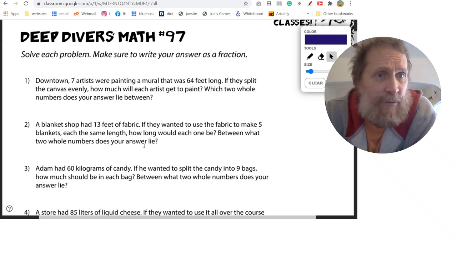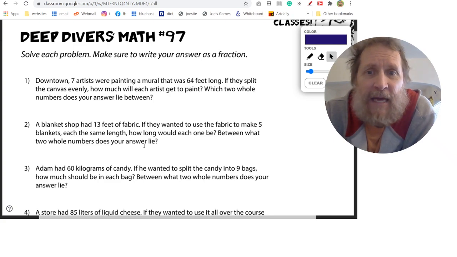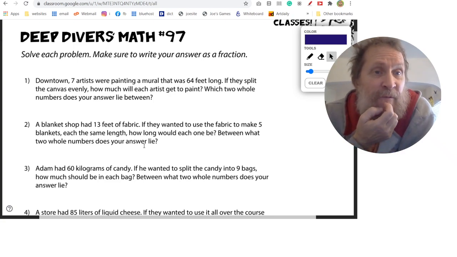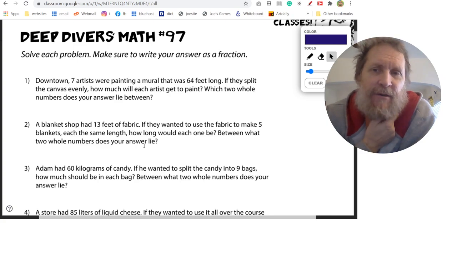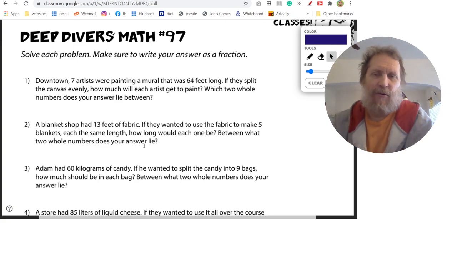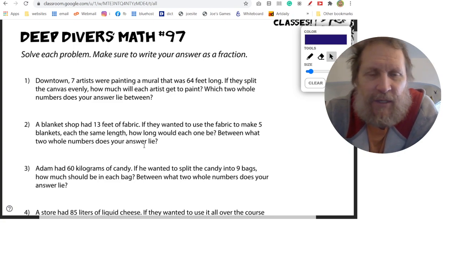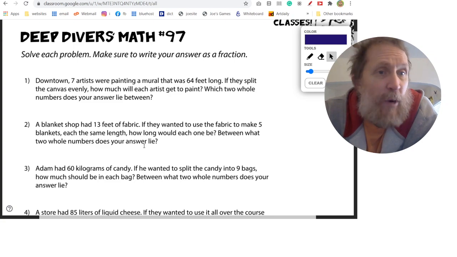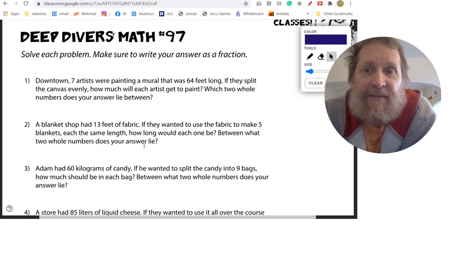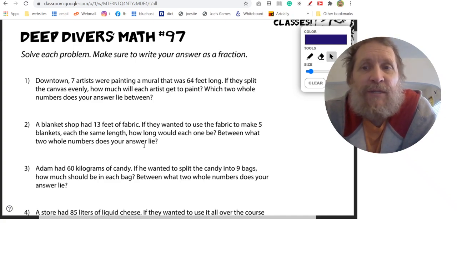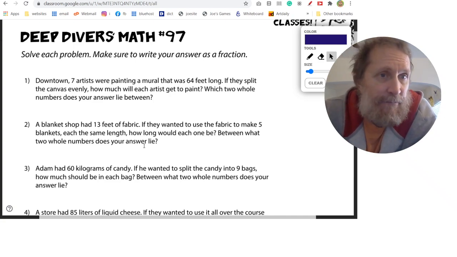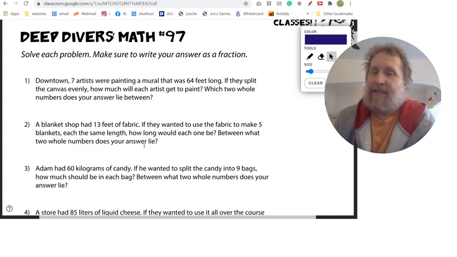It says downtown, 7 artists were painting a mural that was 64 feet long. If they split the canvas evenly, how much will each artist get to paint? Oh, I see. Okay, I just read the very end of it and I didn't see. So part of this will be as a fraction, part of it will be as a whole number. Because there are 2 questions here. If they split the canvas evenly, how much will each artist get to paint? Which 2 whole numbers does your answer lie between? So that is a really great question.